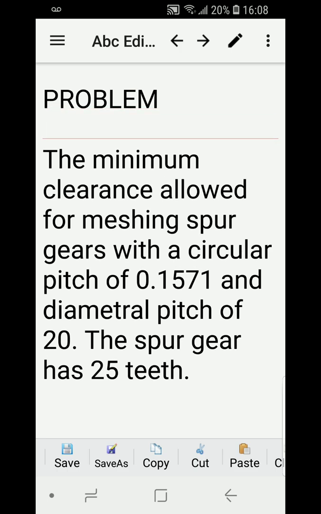So the problem is the minimum clearance allowed for meshing spur gears with a circular pitch of 0.1571 and diametral pitch of 20. The spur gear has 25 teeth.